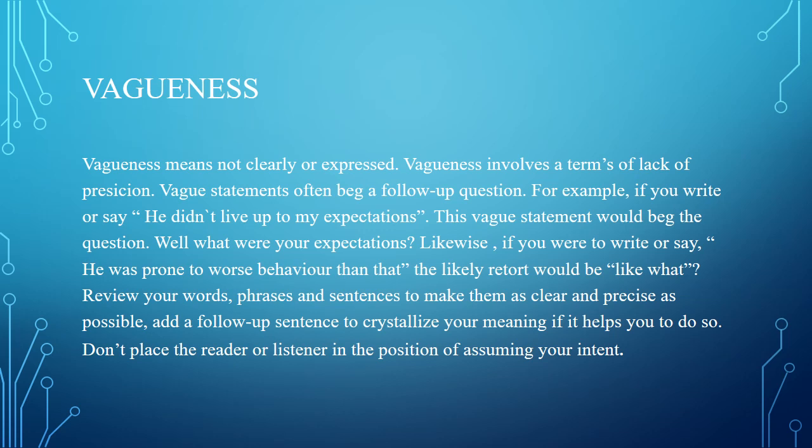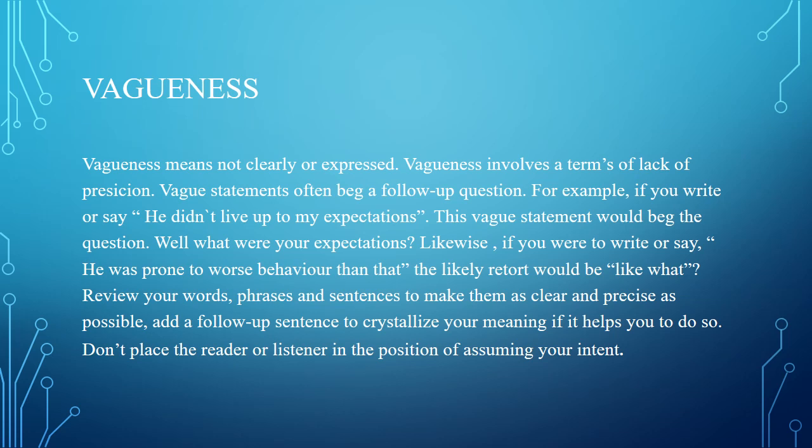Vagueness: it means not clearly expressed. Vagueness involves a lack of precision. Vague statements often beg a follow-up question. For example, if you write or say he didn't live up to my expectations, this vague statement will beg the question, well, what were your expectations?